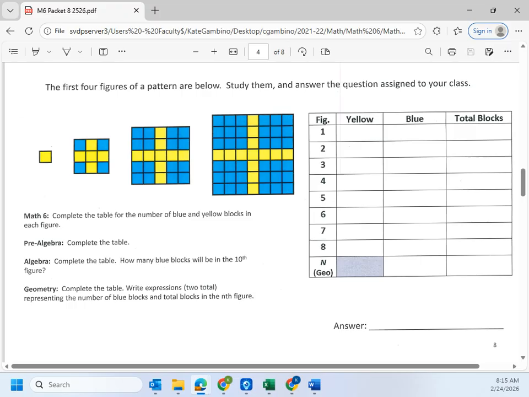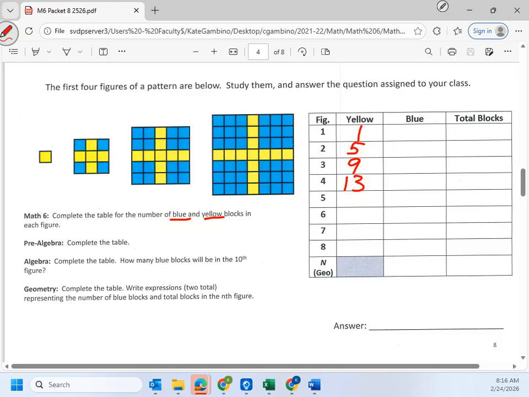Who remembers my favorite kind of numbers? Rhoda? Perfect squares. We see them all the time on pattern pages. So let's see if we can figure out patterns. We need to complete the table for blue and yellow blocks. So first I'm going to fill in my yellow numbers. There's 1 yellow, then there's 5 yellow, then 9 yellow, then 13 yellow. Does that row or column have anything to do with perfect squares? No. Can you see what the pattern is?